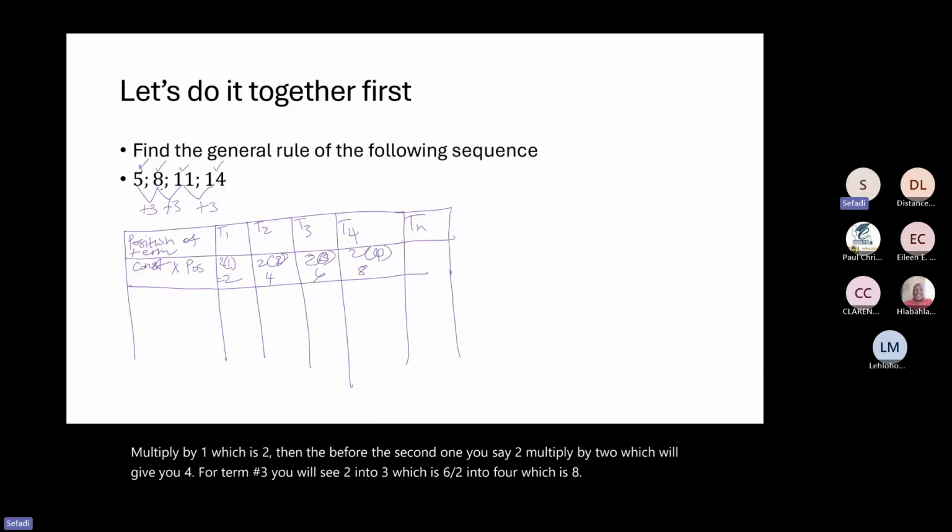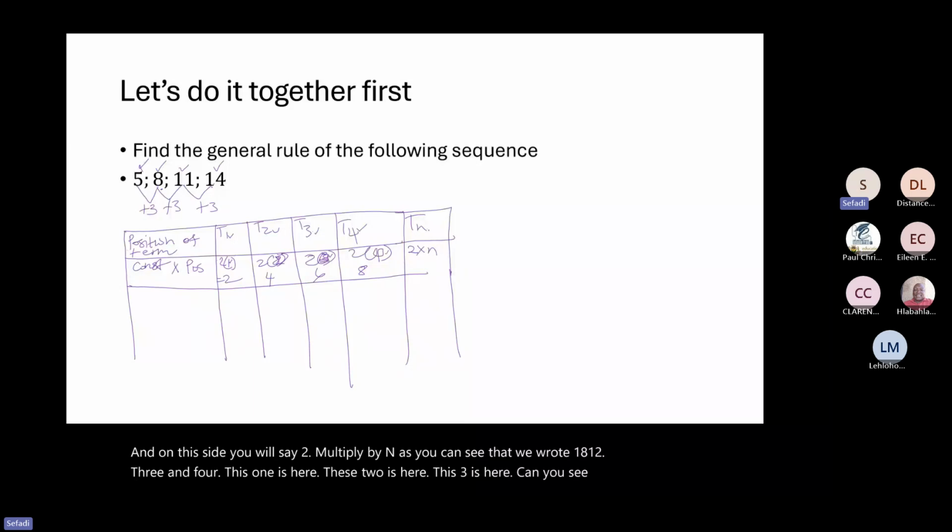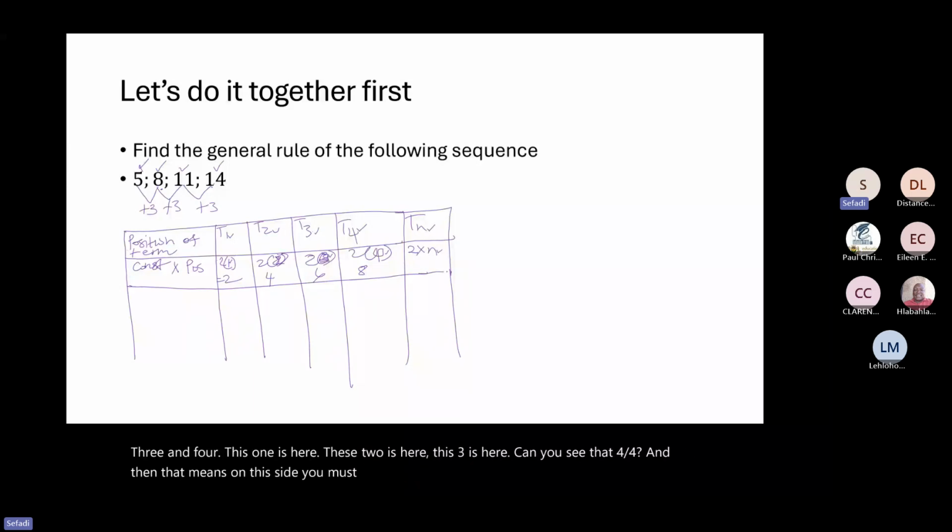Then on this side, you will say 2 multiplied by n. As you can see, we wrote 1, 2, 3, and 4. This 1 is here, this 2 is here, this 3 is here, and this 4 is here. Can you see that? That means on this side, we must multiply by n. And then from that, we go to the third step.